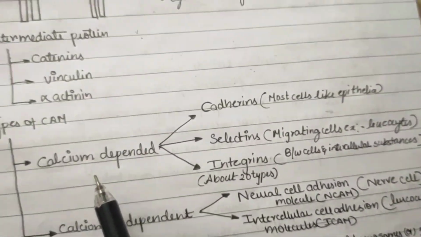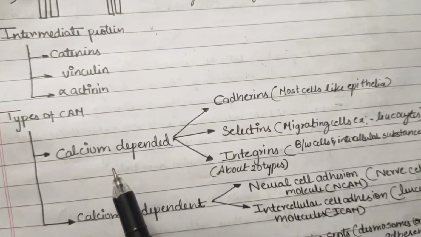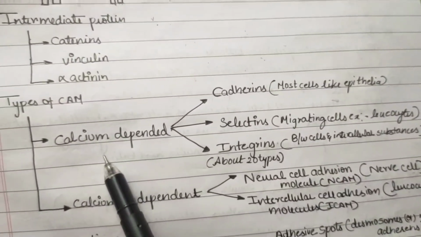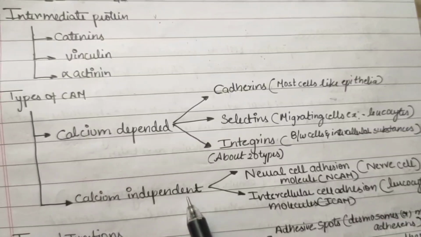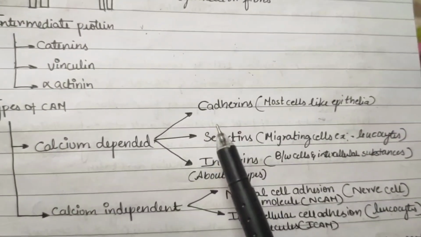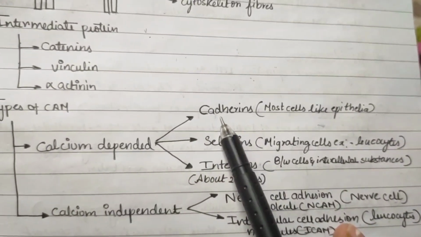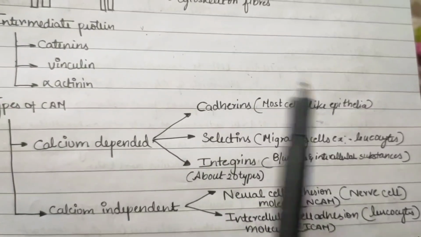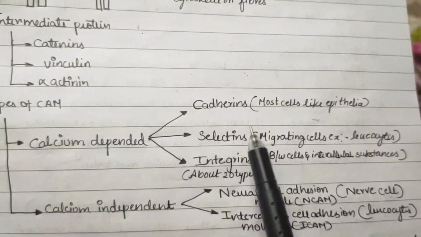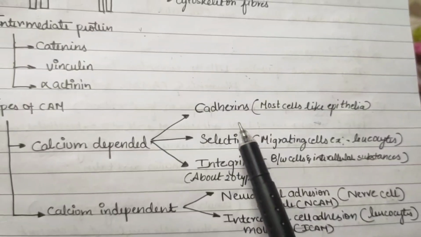Now let us see the types of CAMs, or cell adjoining molecules. There are two types: calcium dependent as well as calcium independent. Calcium dependent ones depend on calcium for adhesion of two molecules. There are three types.